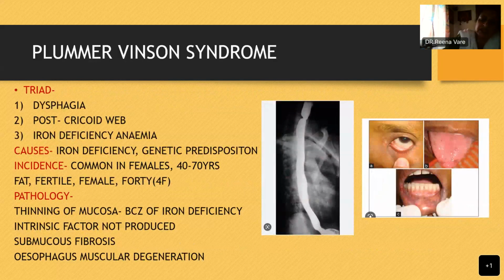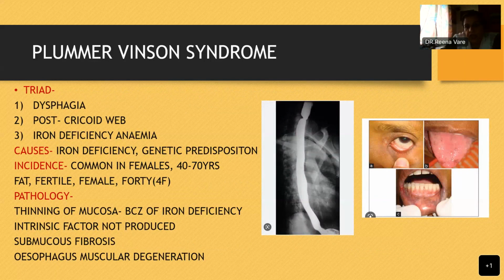Okay. Plummer-Vinson syndrome, these patients are very common to us. It is 4F: a fat, fertile female of 40 who comes to you with a history of decreased appetite, a history of food sticking or stuck inside the esophagus. It is as if she cannot take the food in. She has to take in lots of water to swallow that food. The first instinct will be that it is Plummer-Vinson syndrome.